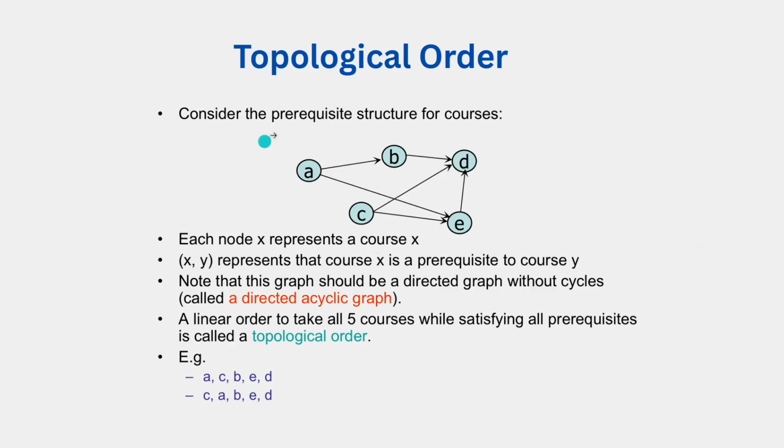So, as I said, whenever there is a need to represent precedence, then we can go for topological ordering. Here we have a set of courses represented in the form of a DAG, and an arrow from A to B and A to E indicates that if B and E are treated as two courses, course A is a prerequisite for those two courses. For this reason we normally go for a directed acyclic graph.